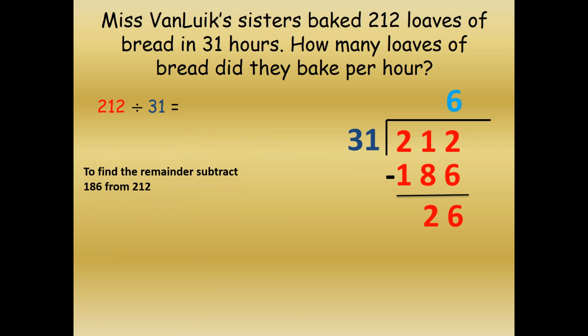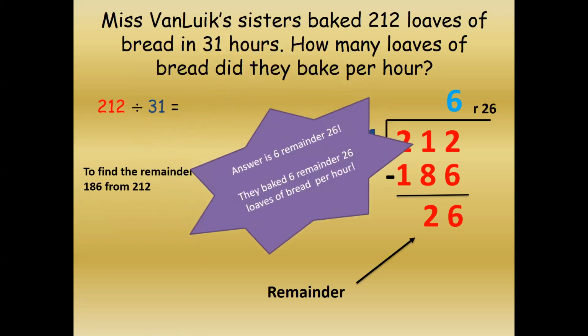So is 26 smaller or larger than 31? It's smaller, so that means we can't fit any more 31s into 26. So what would we do with this 26? What happens to the 26? It becomes the remainder. So how do we label our remainders again? We do an R and then the number. So our answer would be 6 remainder 26. So that means that my sisters baked 26 loaves of bread per hour.